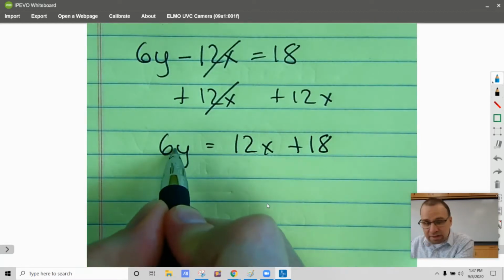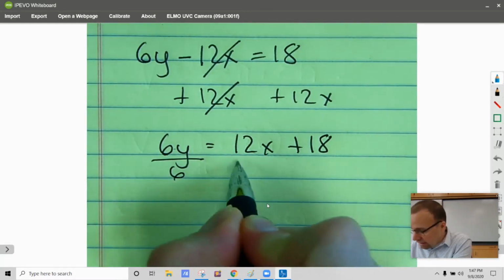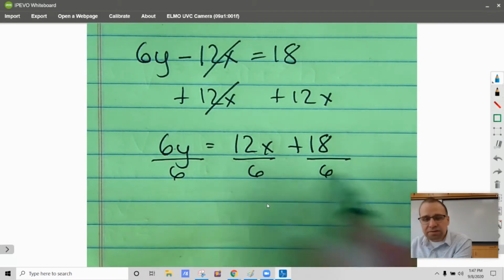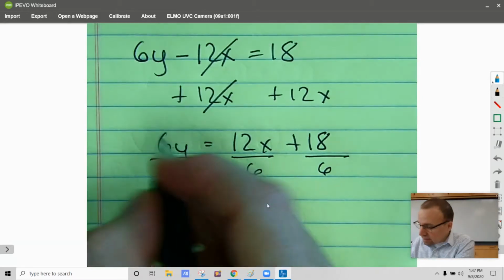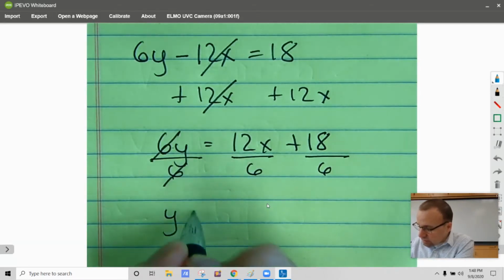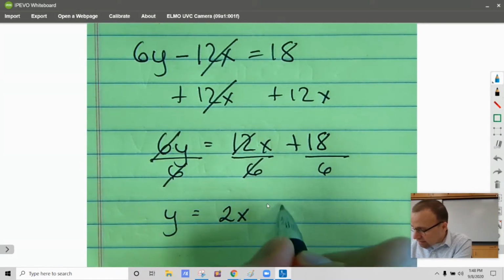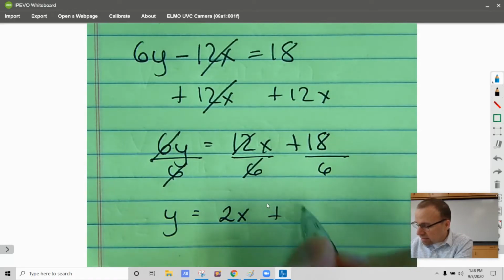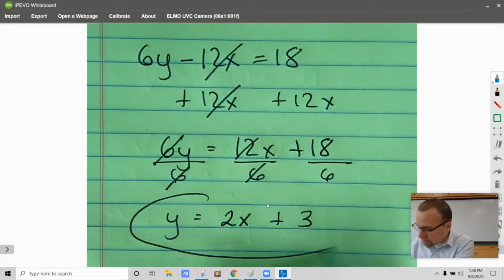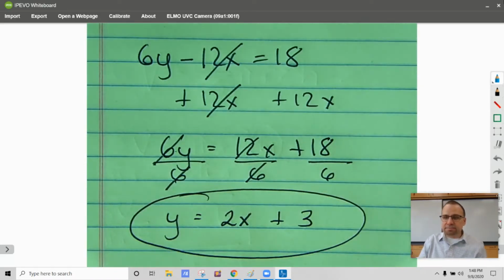Now, in order to get rid of the 6, we're going to have to divide everything on both sides by 6. 6 divided by 6 is 1. Y equals 12 divided by 6, which is 2x. And then 18 divided by 6 is 3. And there's your final answer.